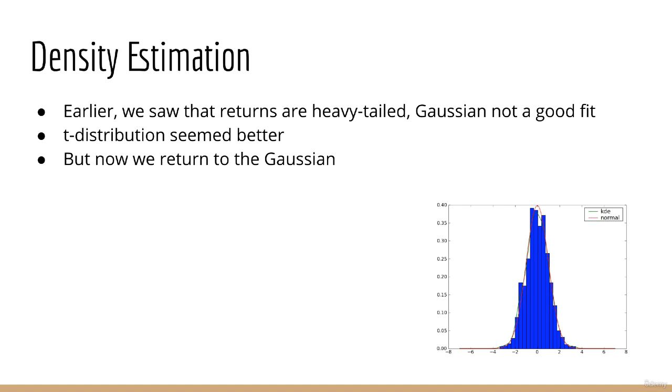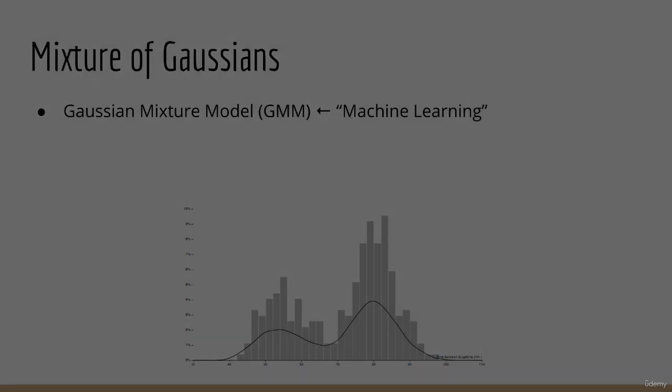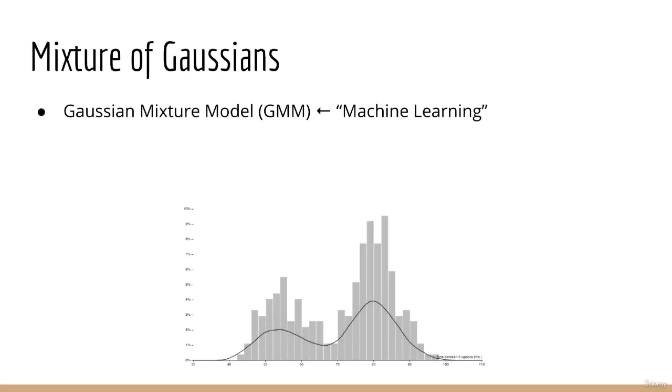In this lecture, we will return to the Gaussian. This lecture is all about a technique called mixture of Gaussians, or the Gaussian mixture model. You can tell it's a technique from machine learning because it uses the term Gaussian rather than the term normal. As you recall, these both refer to the same kind of distribution. In this lecture, I'm going to first describe what the Gaussian mixture is and how it works. Then we'll discuss why it works for modeling returns. So, what is a Gaussian mixture?